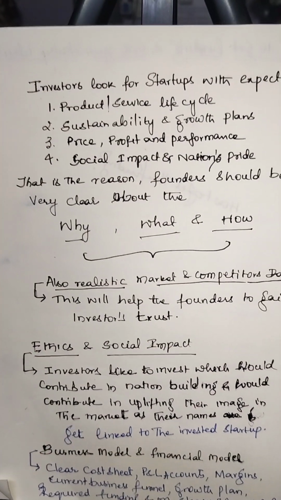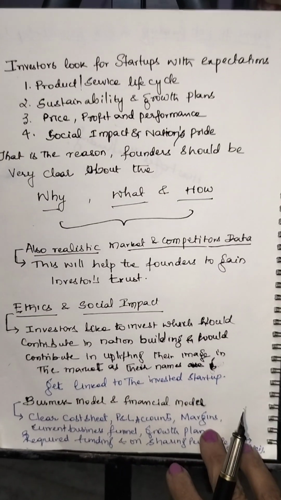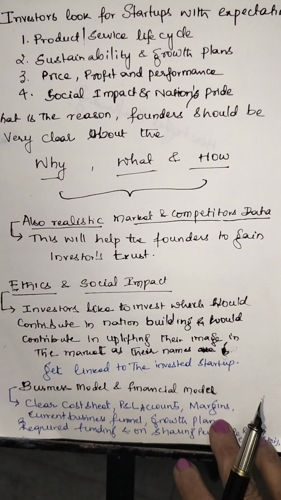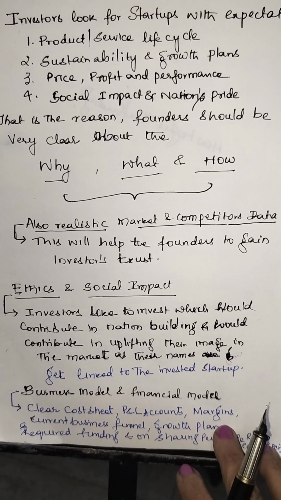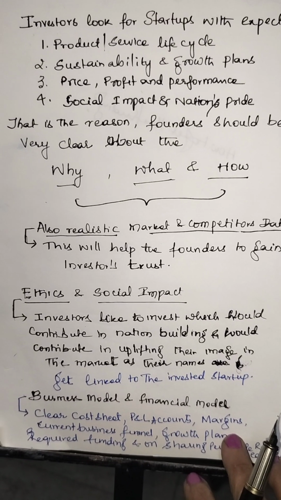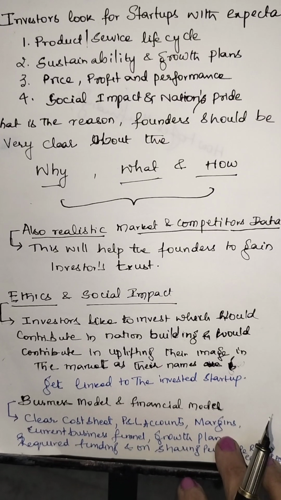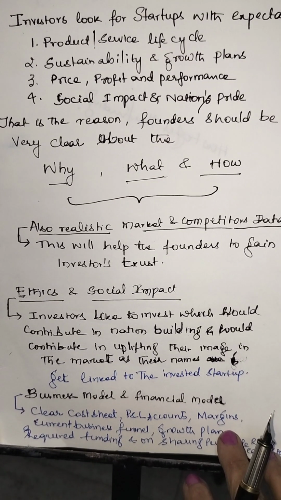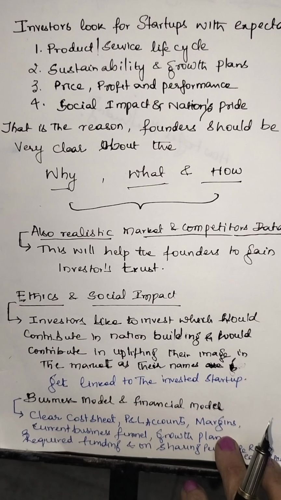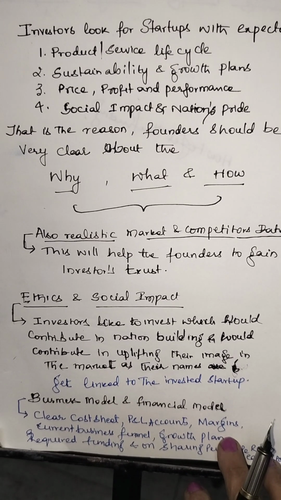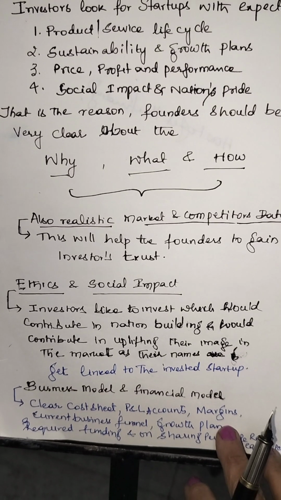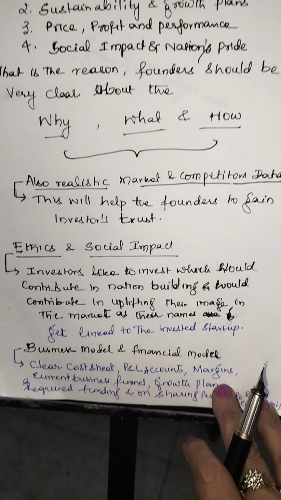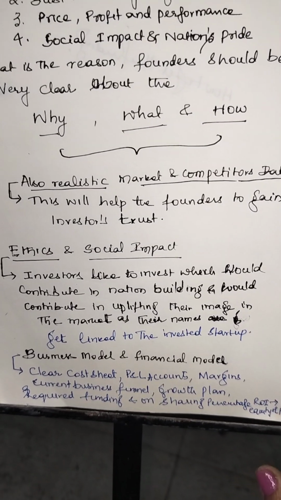So what I want to say, repeating, is that investors look for startups with expectation, product service life cycle, sustainability and growth plan, price, profit, performance, social impact and nation's pride. That is the reason founders should be very clear about why, what and how. Also realistic market and competitor data is very important to gain the trust of the investors. As I've mentioned, ethics and social impact also contribute, along with a clear business model and financial model.